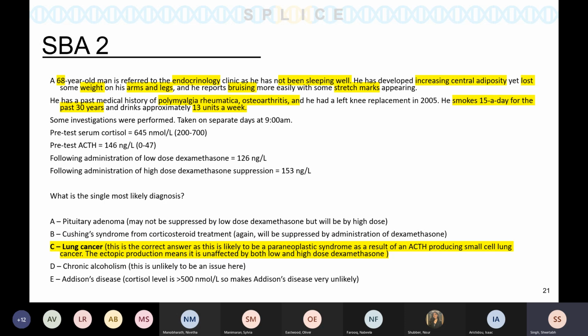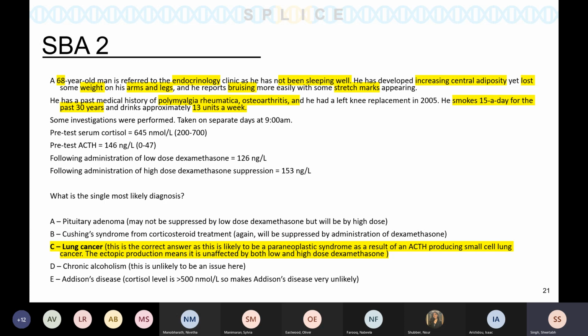And again, it will be suppressed by the administration of dexamethasone. The correct answer is lung cancer because there's likely to be a paraneoplastic syndrome as a result of the ACTH being produced by small cell lung cancer. We know that ACTH is really high, and we know that there's been no suppression due to dexamethasone. So it would put you more towards a lung cancer paraneoplastic syndrome picture.